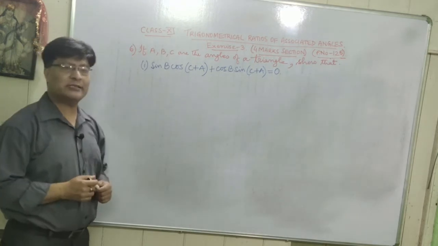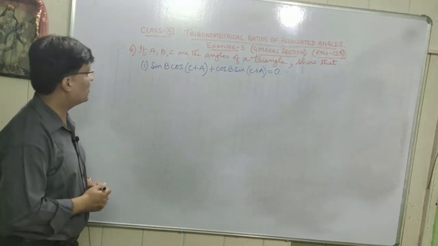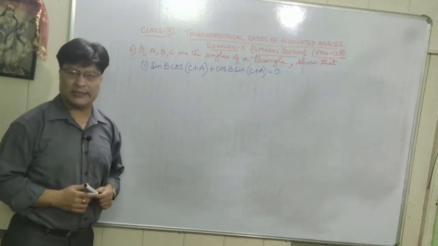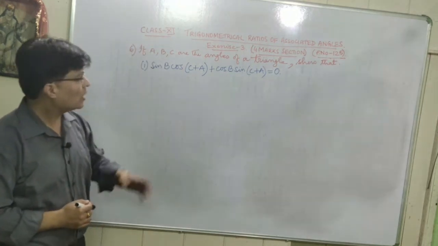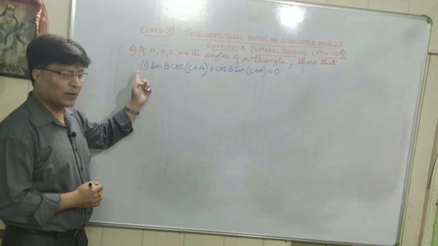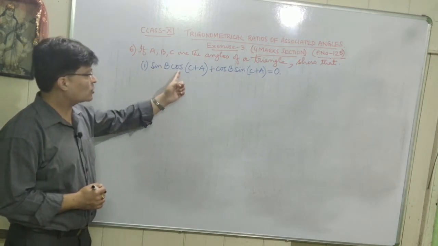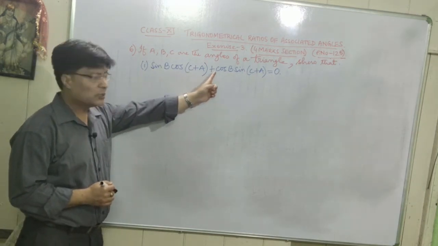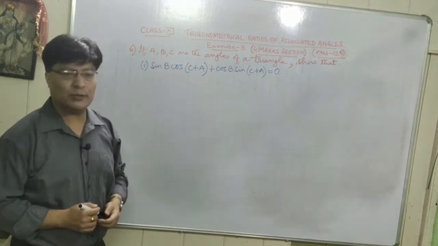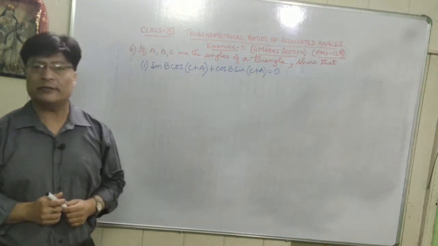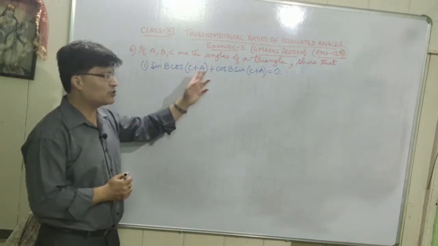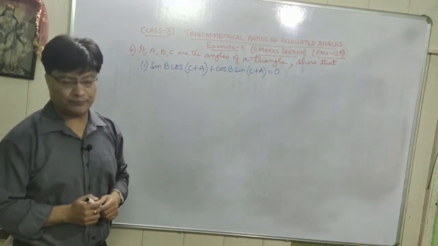So question number 6 is, if A, B, C, all are capital letters here, are the angles of a triangle, then number 1, sine B cos of (C plus A) plus cos B sine of (C plus A) is equal to 0. So with the help of the given condition, you have to prove this left hand side is equal to 0.